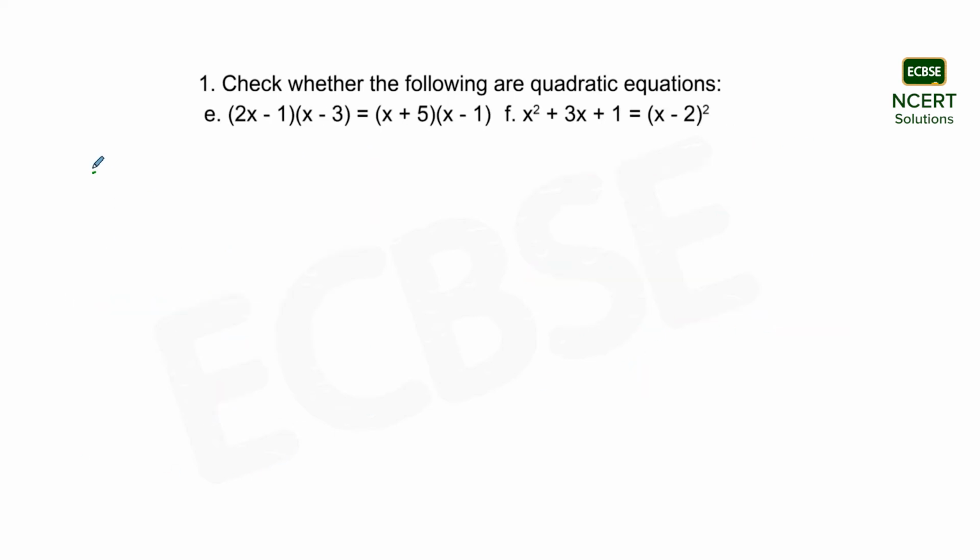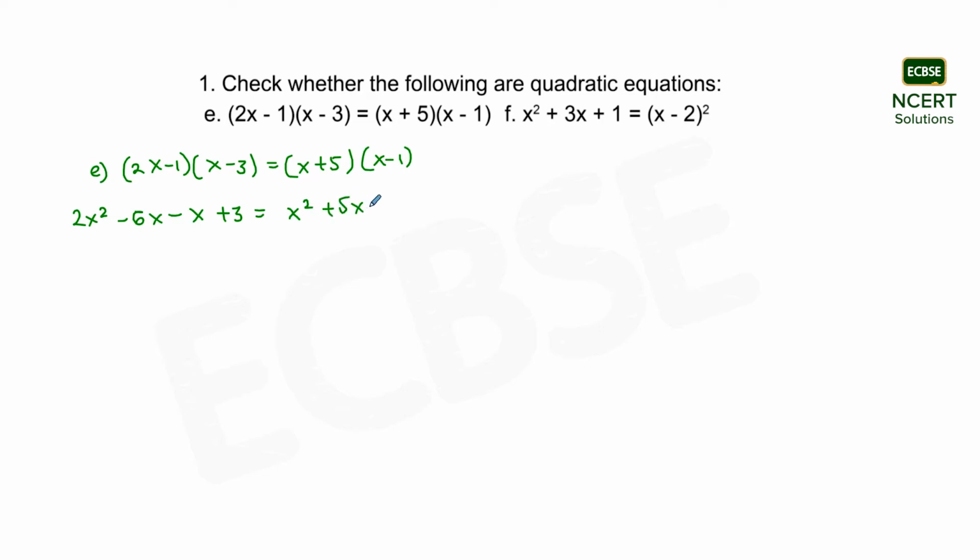Now coming to the e part, here the equation being provided is (2x minus 1)(x minus 3) equals (x plus 5)(x minus 1). Simplifying it, I'll be getting 2x square minus 6x minus x plus 3, which will be equal to x square plus 5x minus x minus 5.